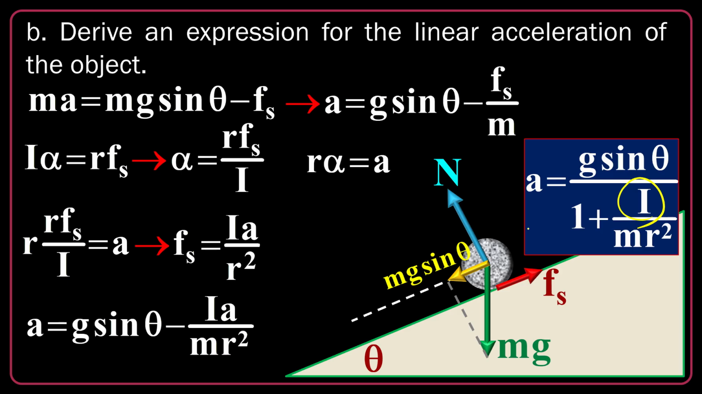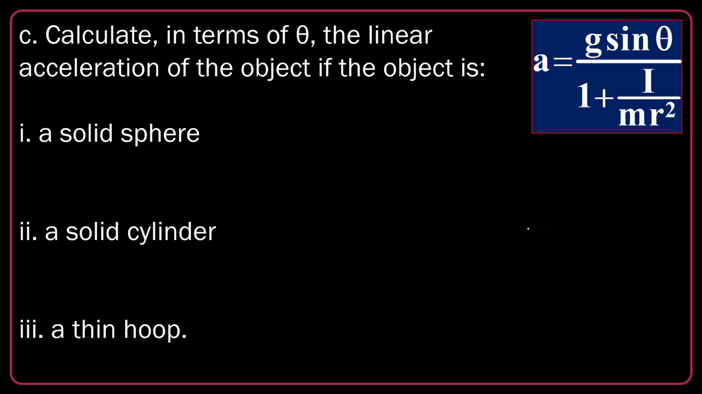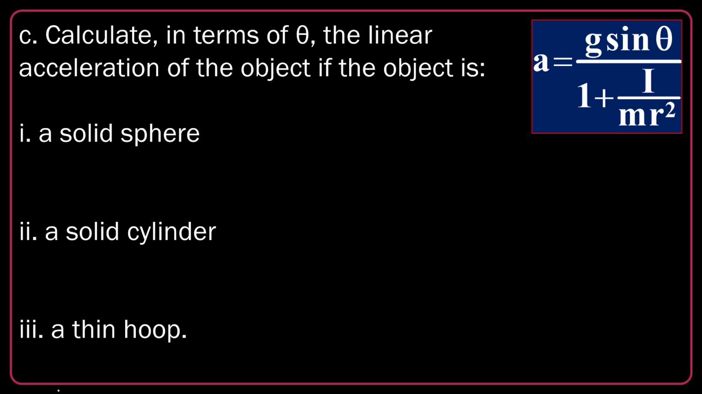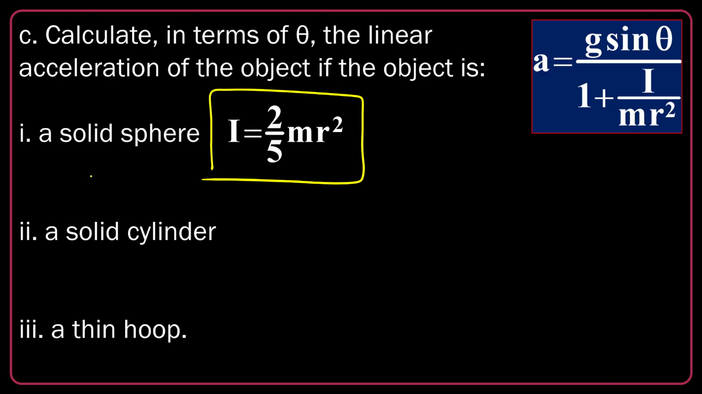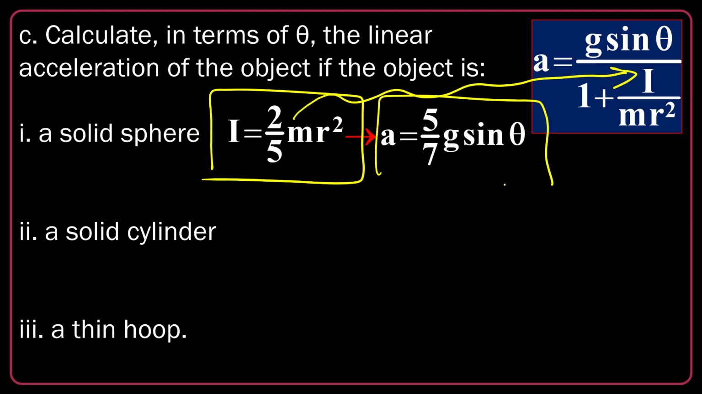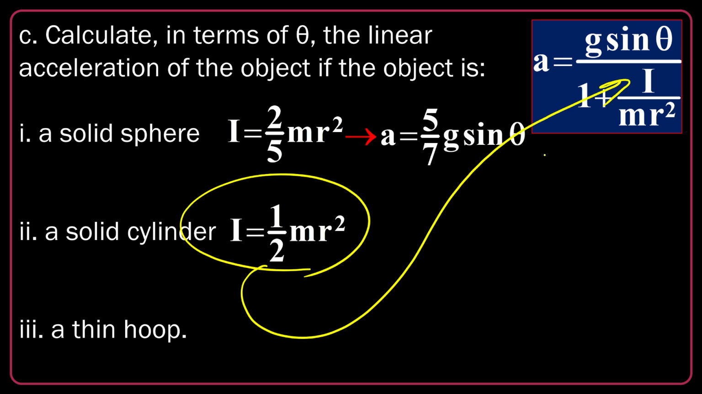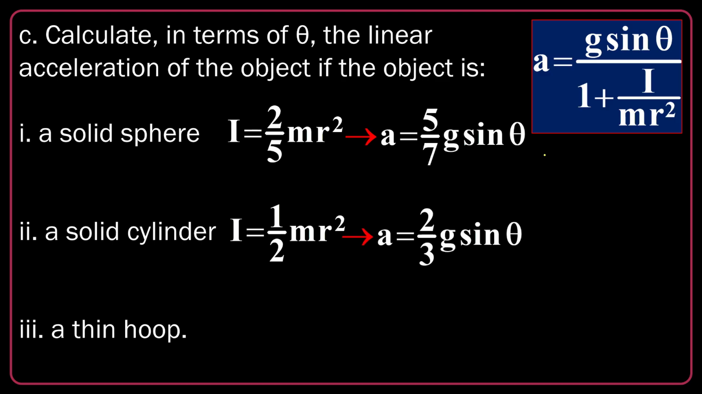Okay, I depends on the shape of the object. Let's consider them here. For a solid sphere, for a solid cylinder, or for a loop or a hoop. Okay, for a solid sphere, I, we had this lesson, is equal to 2 over 5 m r squared. Let's plug in the values, and then acceleration will become 5 over 7 g sine of theta. About the cylinder, I is a half of m r squared. If I plug in this I into this equation, I will get 2/3 of g sine of theta.